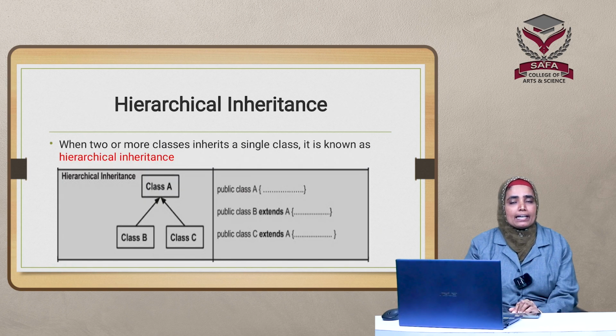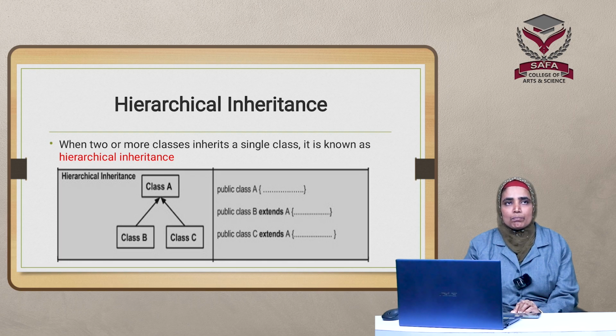Next one is hierarchical inheritance. What is hierarchical inheritance? Hierarchical inheritance is when two or more classes inherit a single class. It is known as hierarchical inheritance. Let's see the diagram, hierarchical inheritance. In this diagram, we have three classes, class A, class B and class C. Class A is base class, class B and C are derived classes. This is about hierarchical inheritance.